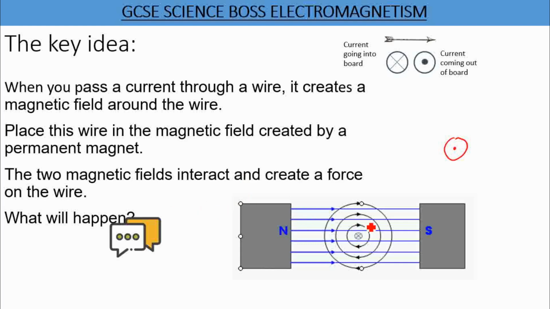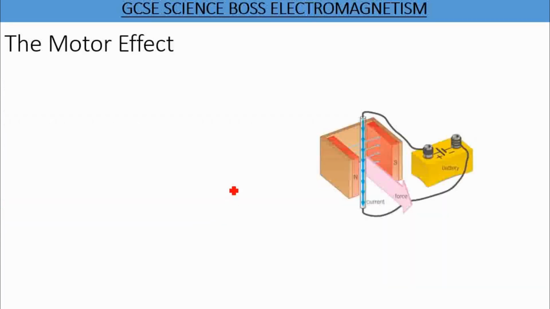Which magnetic fields? This one with the wire here, which is going into the board, and the magnetic field of these two permanent magnets right here. That interaction will then create a force on that wire, and this then leads to what is called the motor effect. Okay, good.